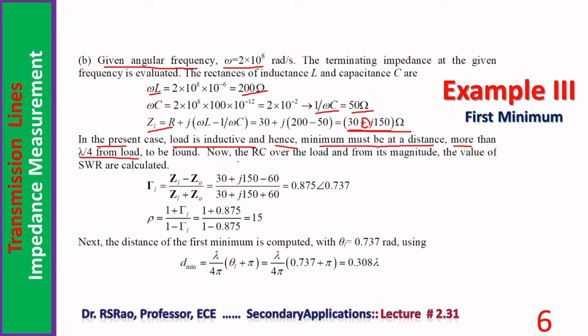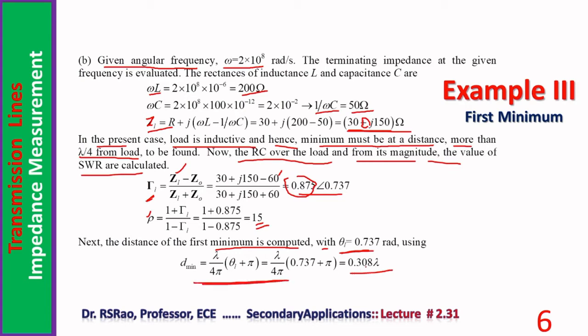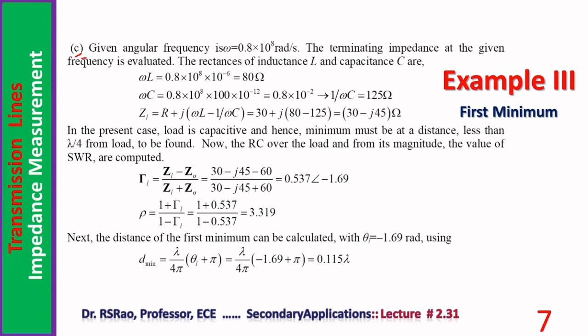Okay. Now, the reflection coefficient over the load, and from its magnitude, the value of SWR can be calculated. So, gamma L: ZL is known, Z0 is also known, given 60. So gamma L can be computed. It is 0.875 at an angle of 0.737. From the magnitude, one can compute standing wave ratio. It becomes 15. Next, the distance of first minimum is computed with theta L equal to 0.737 radians. It is given by this form, 0.308 lambda.